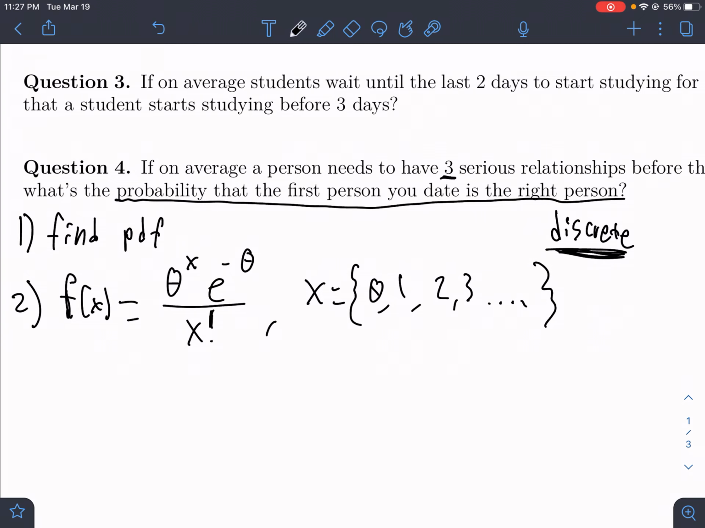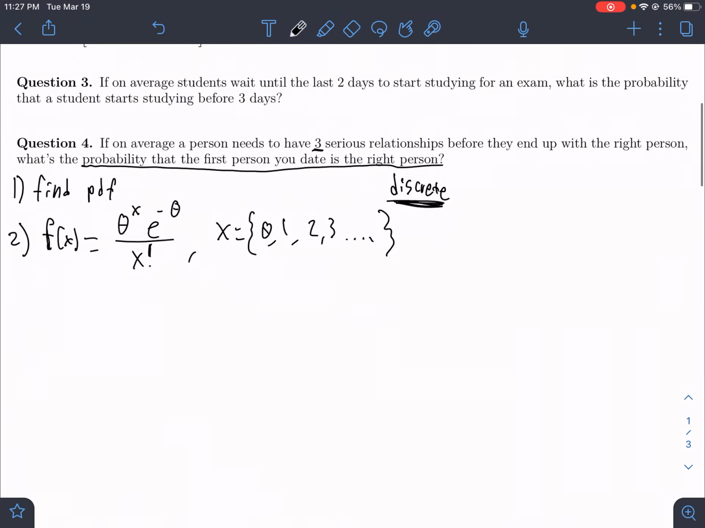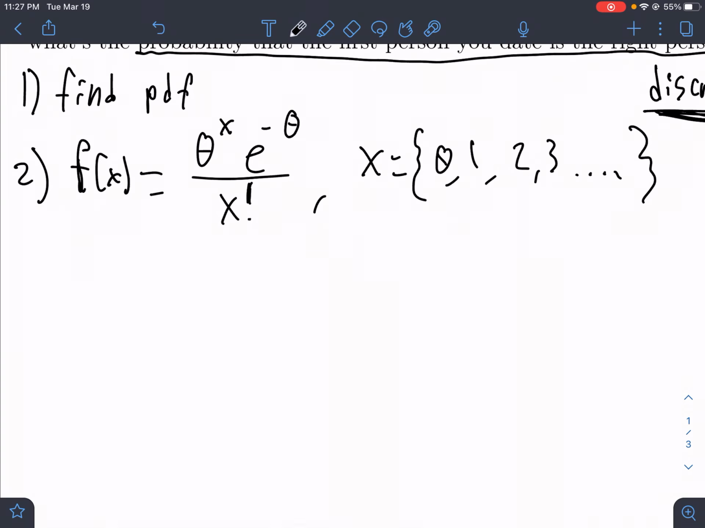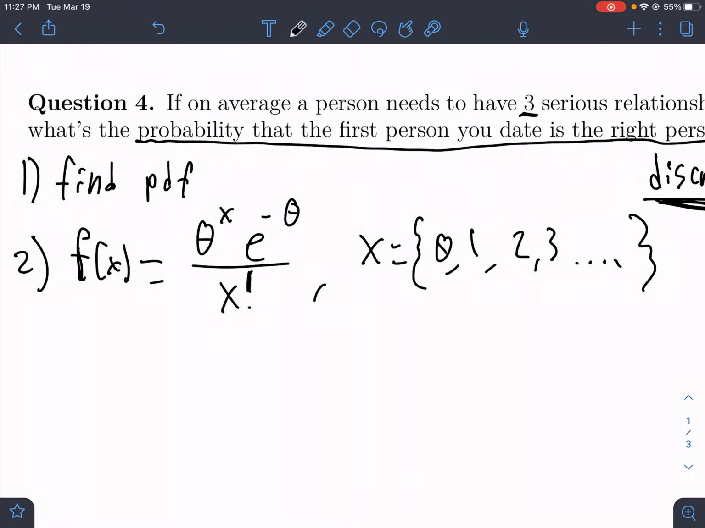On the last problem, we used a CDF because it asked for the probability that a student starts studying before 3 days, and so we had to get a range. But here, we just need to find the first person alone. So we don't even need the CDF here, we just need the PDF, which makes this a whole lot easier. We don't have to integrate this. So let's do just that. All we need to do is plug in x equals 1, theta equals 3.